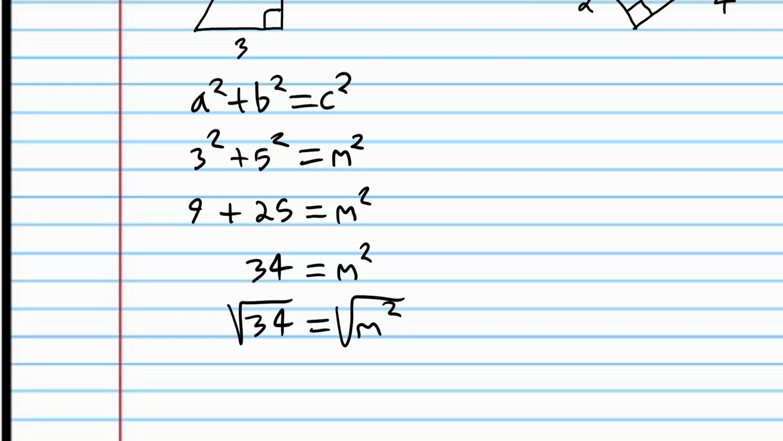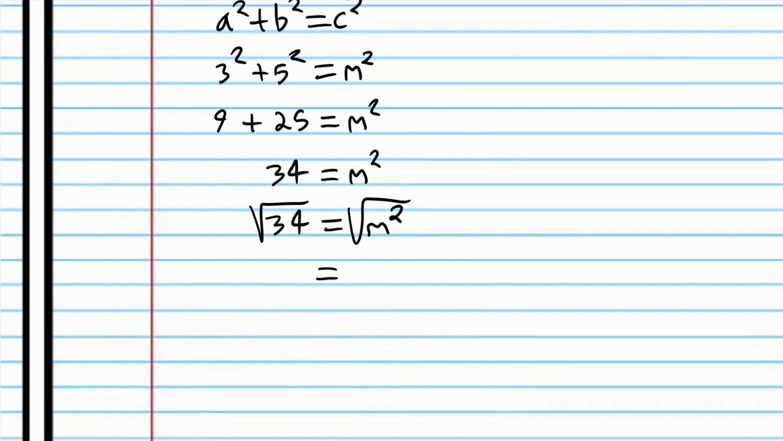We want m, so we have to square root both sides to get rid of that 2 power on the m. And that gets rid of the 2 power, and then we're just left with square root 34, and that's all you can do. You could use a calculator to approximate the answer, but why would we do that when we can just write the exact answer, square root 34?